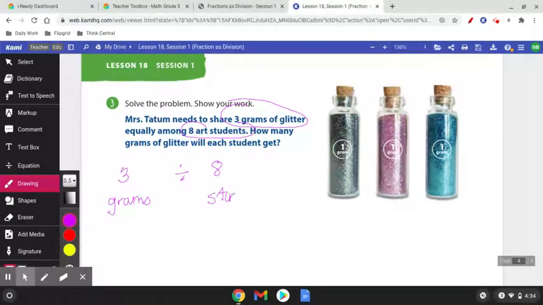Do you think to yourself, if I'm dividing that up among 8 students, would they each get 1? Well, no, because there's only 3 there. So there's no way they're going to get a whole. So it's going to be a part of a whole. And if you keep in mind that 3 divided by 8 is the same as 3/8.